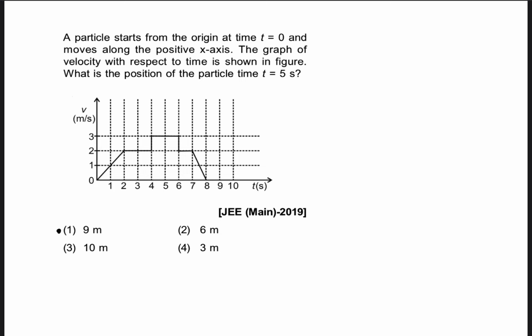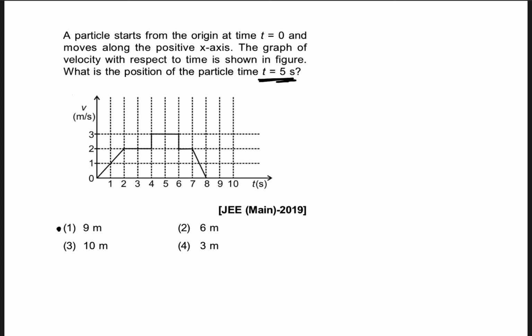A particle starts from the origin at t is equal to 0 and moves along the x-axis. The graph of velocity with respect to time is shown in the figure. You need to calculate the position at t is equal to 5. At t is equal to 5, you have to see what the area under the curve is. This is the area. You can see a triangle, next a rectangle, and again one rectangle. Now the position is nothing but the area under the VT graph.